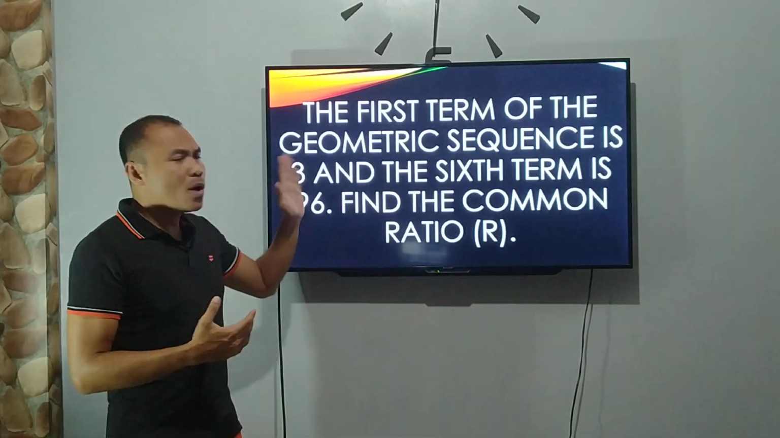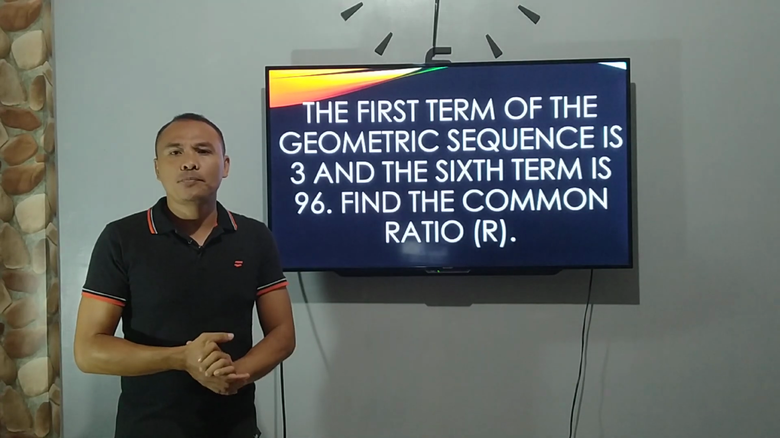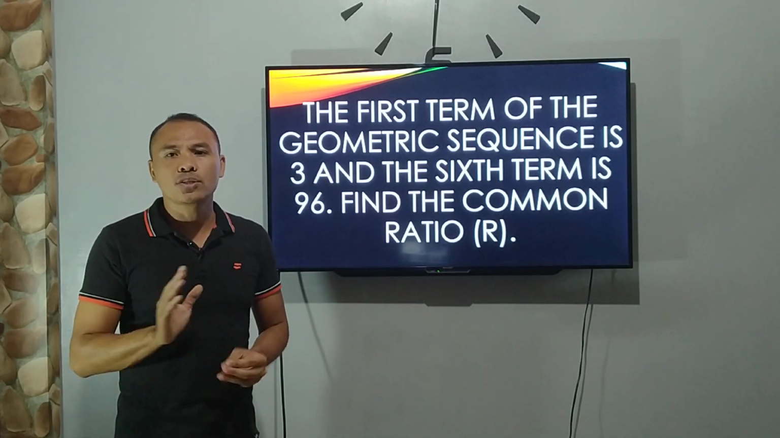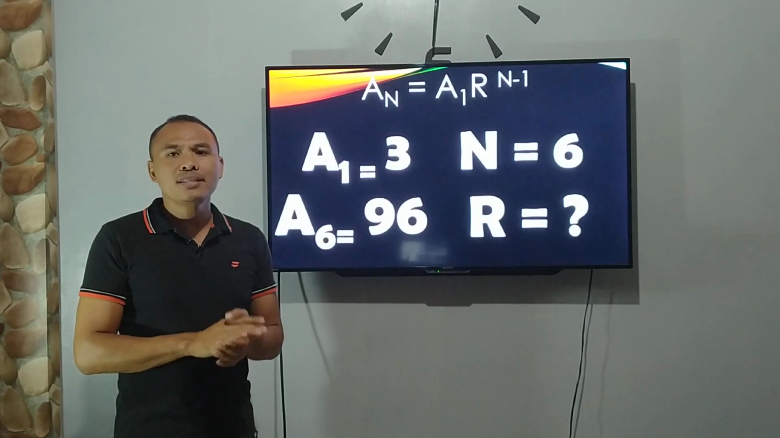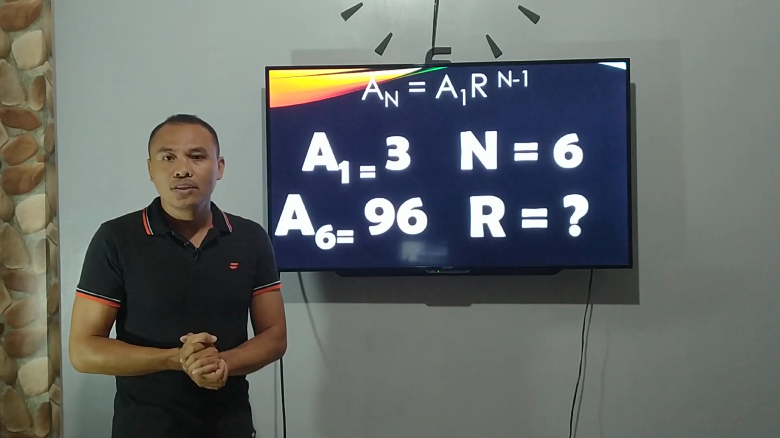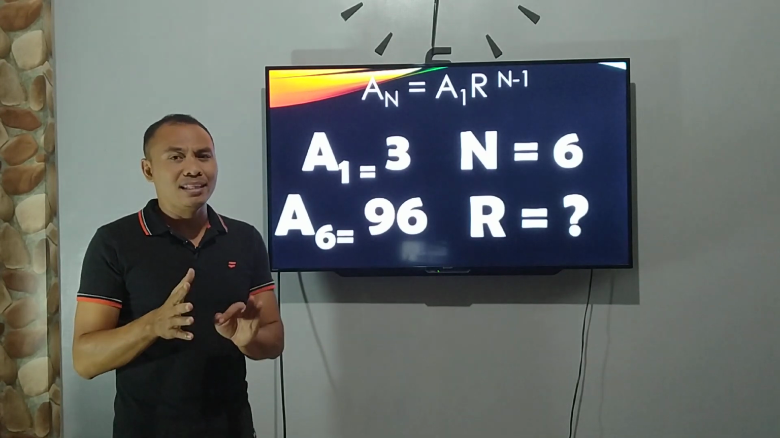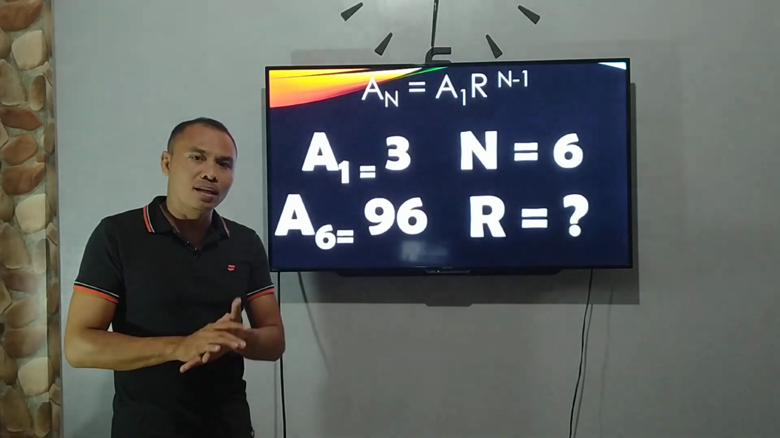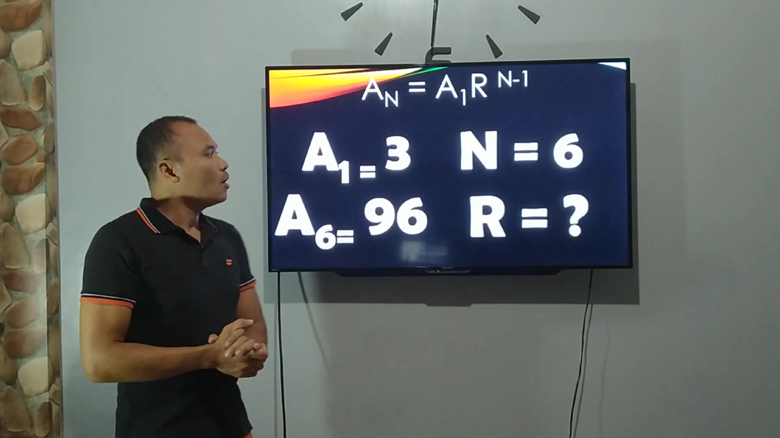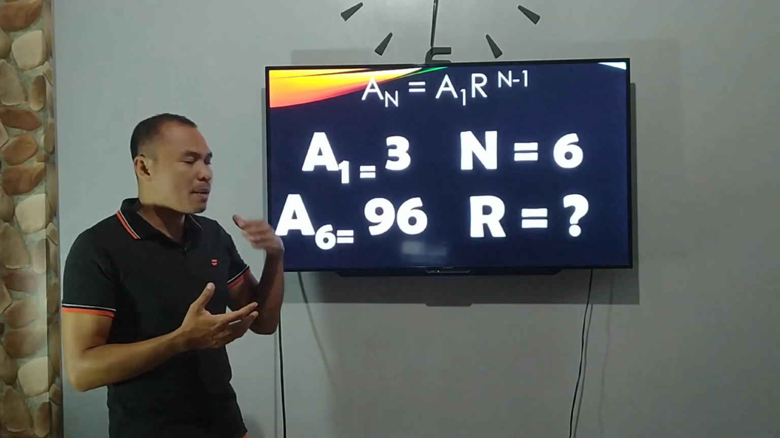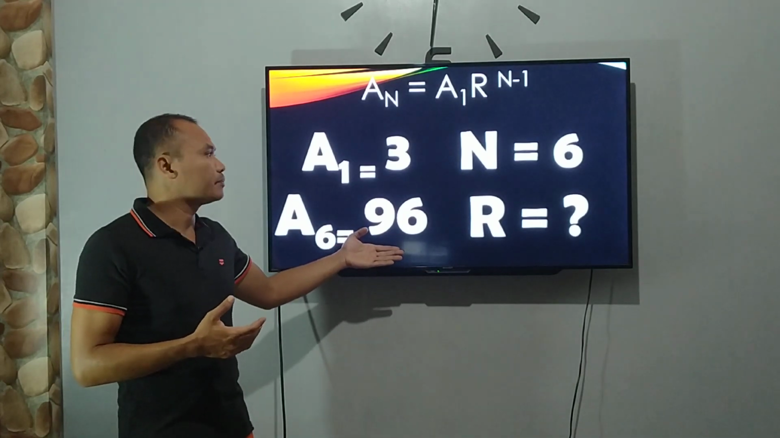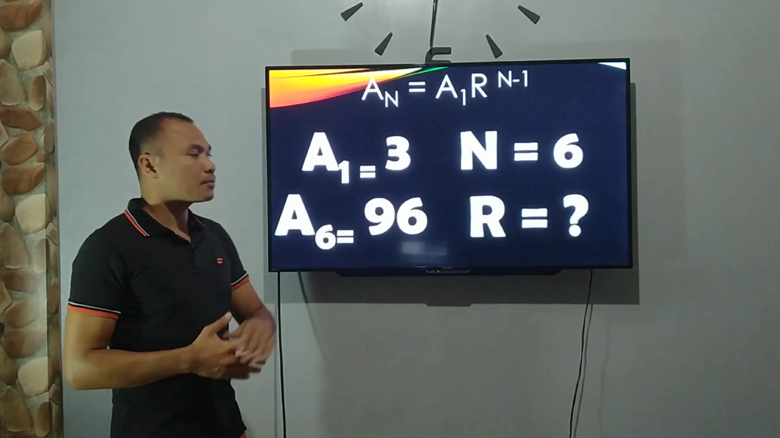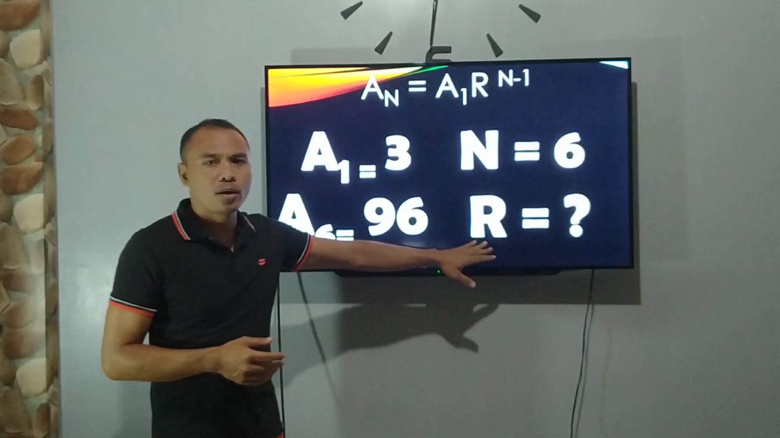So, again, you have to analyze the given problem. Since the first term is 3, and the sixth term is 96. And our n is 6. Kasi ang last term natin is 6. Okay. Last term I mean is 96. I'm sorry. I'm not perfect. So we need to find the value of R.